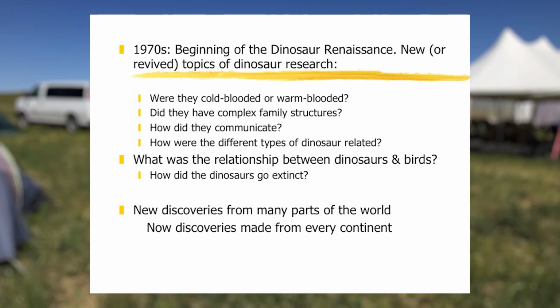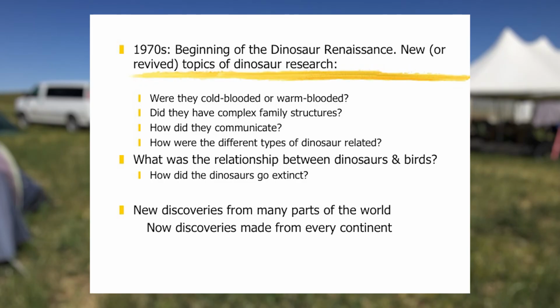In the 1970s began a renaissance of dinosaurs. The questions were they cold-blooded or warm-blooded? And the two main protagonists, or antagonists I should say, were Bob Bakker and Jack Horner. And they both, we'll say a little bit about them later on. But it's pretty clear that if Bob Bakker said they were cold-blooded, Jack Horner would say they're warm-blooded. It's the same kind of rivalry that we saw in the earlier bone wars. They talked about, did they have a complex family structure? How did they communicate? How are they related? And the relationship to birds. And new discoveries were made in many parts of the world after 1970.